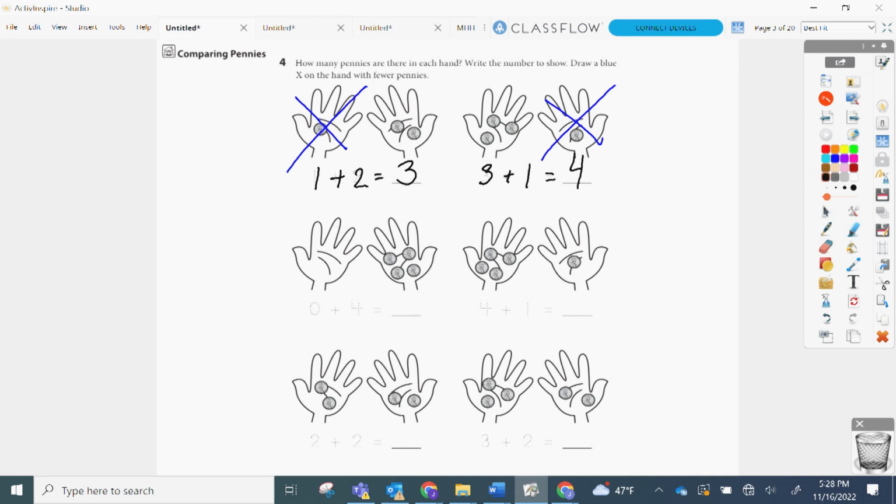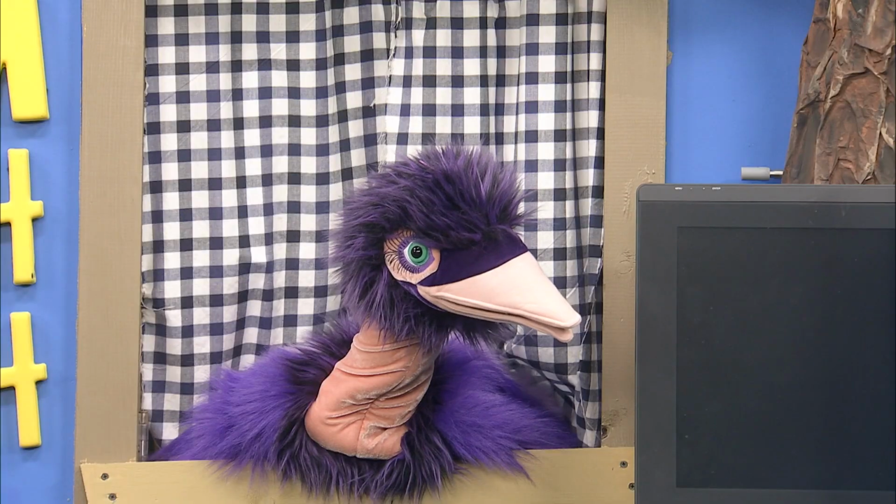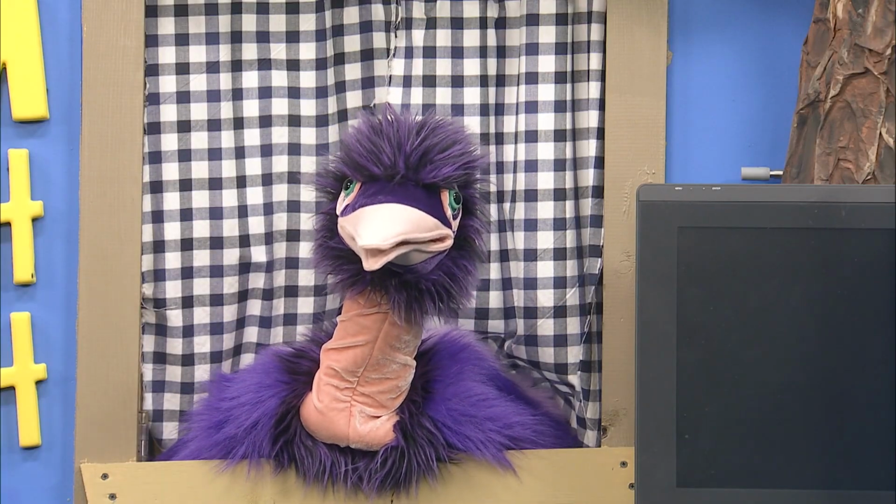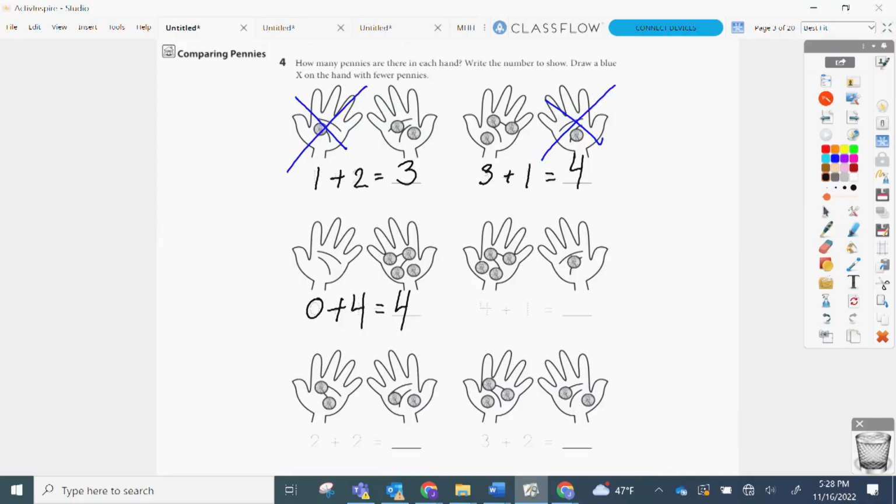Mr. Teng's so sad, he has no cents. I have no cents. So sad. And then in my other hand, I have 1, 2, 3, 4. And in my addition problem, it's going to be 0 plus 4 equals 4. And I knew that one because I have nothing and I'm adding it to 4, so I still have 4. And I'm not going to forget my blue X that time. Don't forget the X, Mr. Teng.